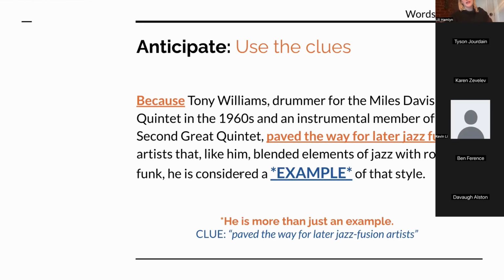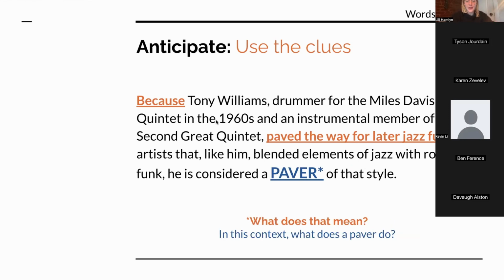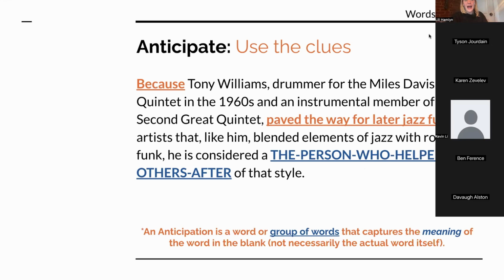He's more than just an example because he paved the way, right? So then we'd maybe say, oh, he's a paver. You can also come up with words that don't traditionally mean this, as long as you know the meaning of them, right? So in this context, what does paver mean? It would be the person who helped others after. So an anticipation is a word or group of words that captures the meaning of the word. It can be a smushed together bunch of words. All it needs to do is help you understand.